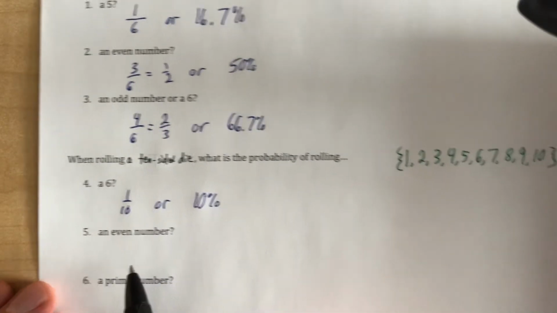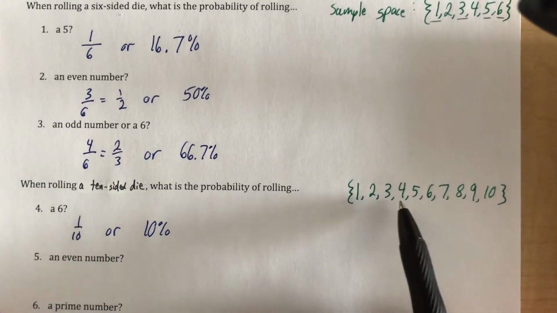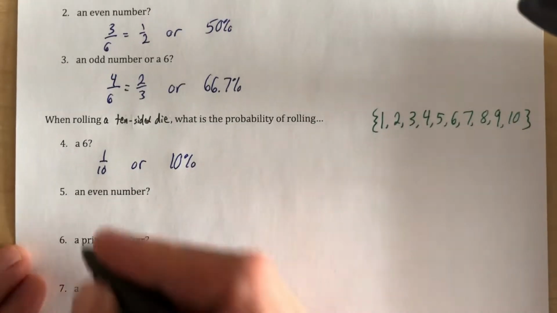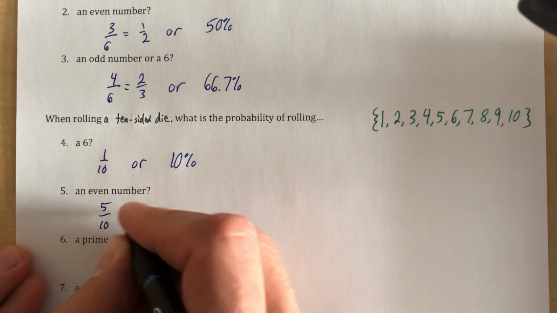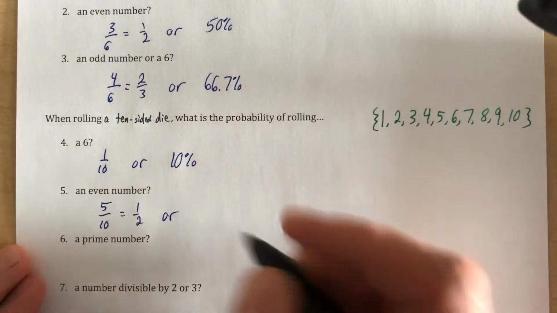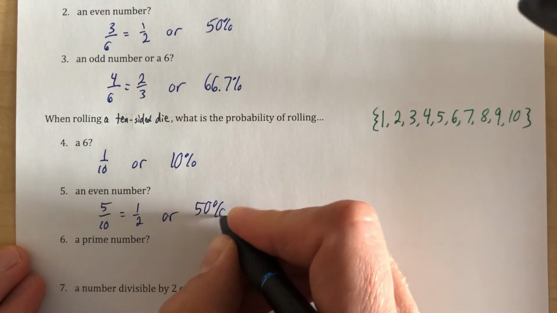Okay, an even number. How many even numbers do we have? Well, 2, 4, 6, 8, 10. There are 5 of them. So 5 out of 10, and that's a half. We could say it's a half. We also could say it's 50%.